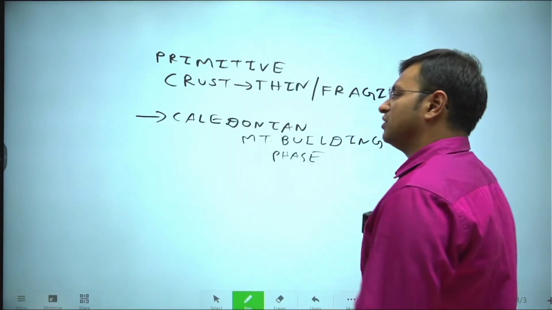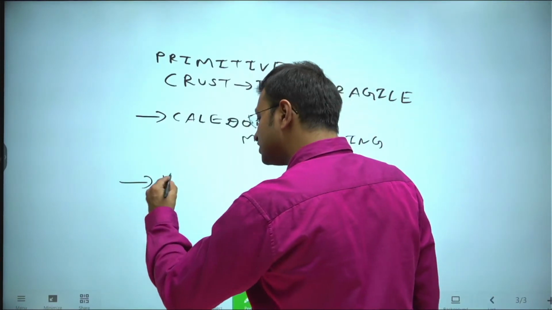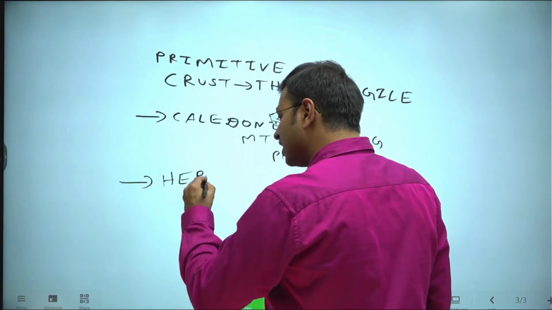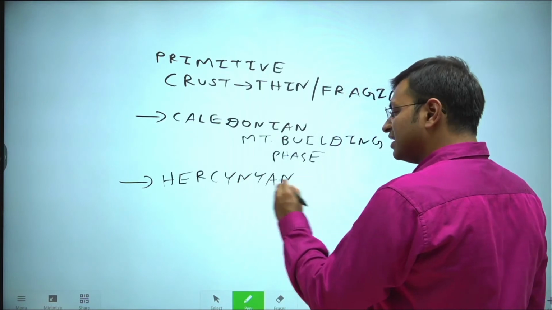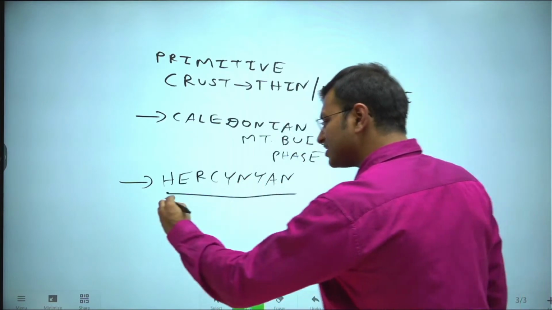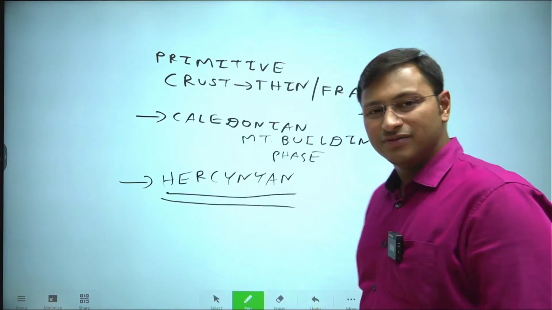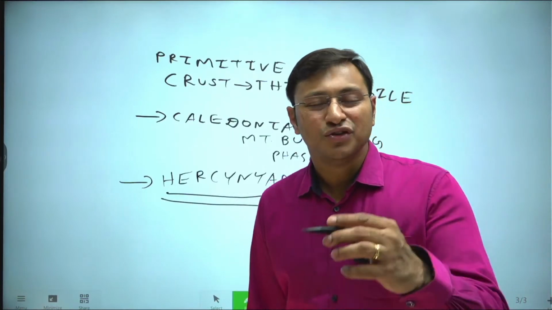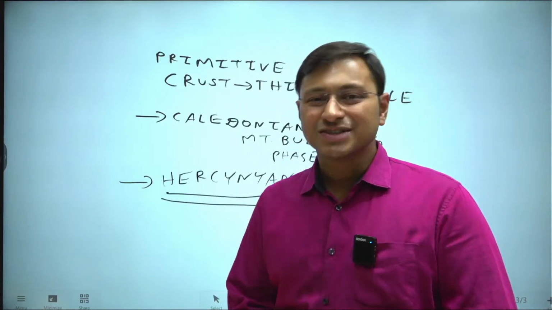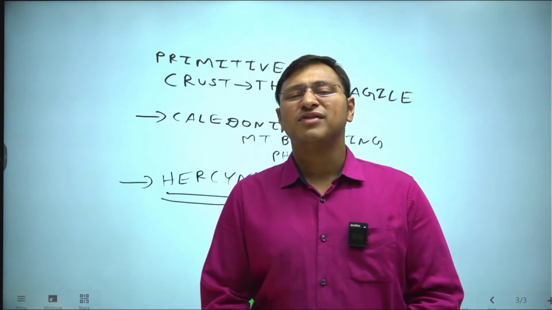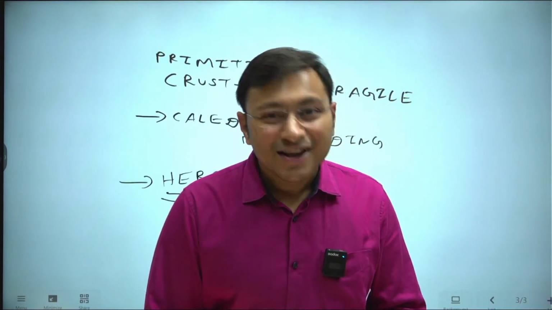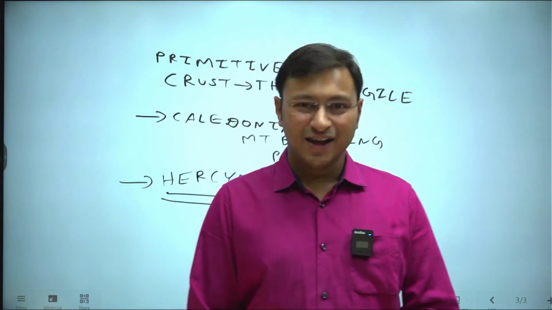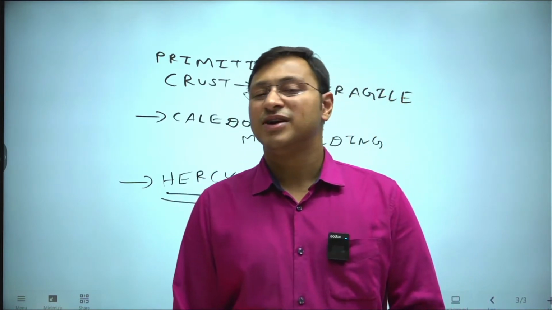Okay. So after that, you have the Hercynian mountain building phase. In the Hercynian mountain building phase, you have upliftment of the Urals of Russia. You have upliftment of the Appalachians of North America. You have upliftment of the Great Dividing Range of Australia, and you have the upliftment of what?